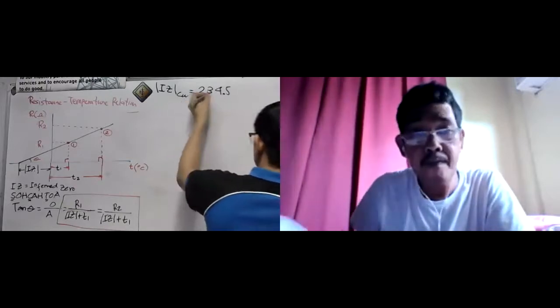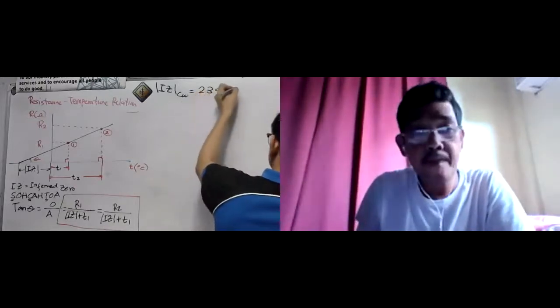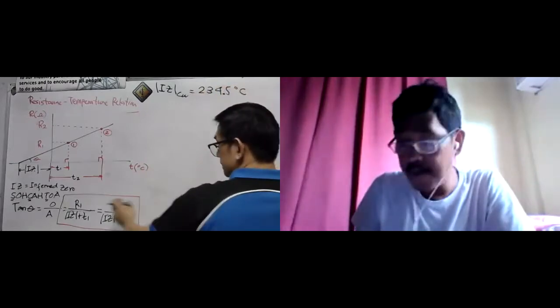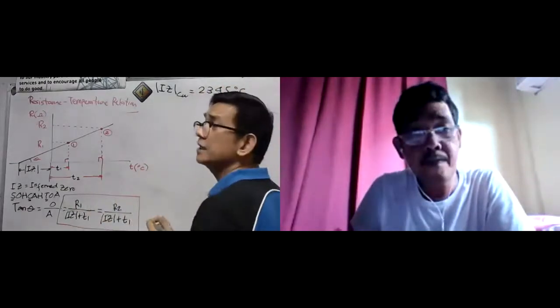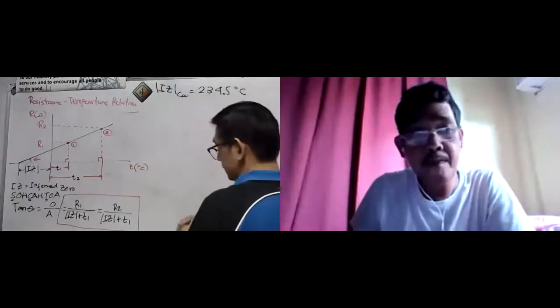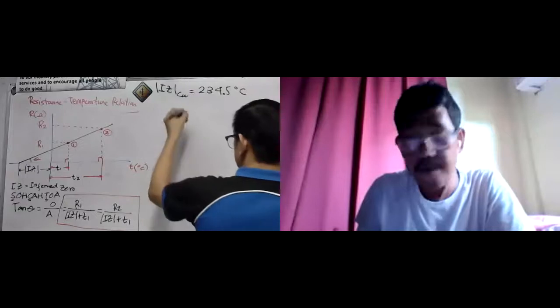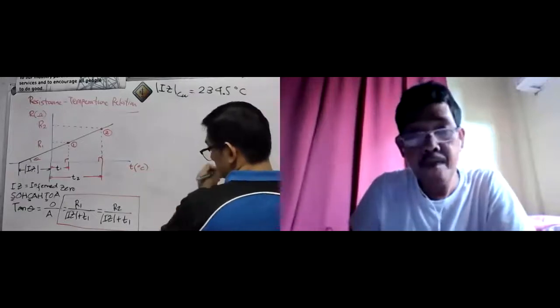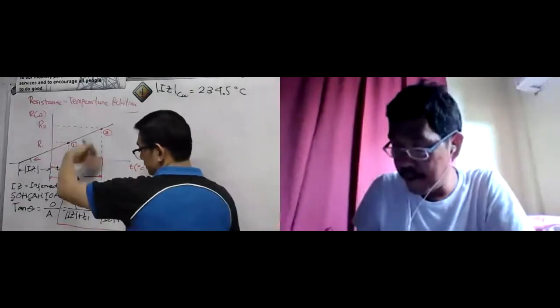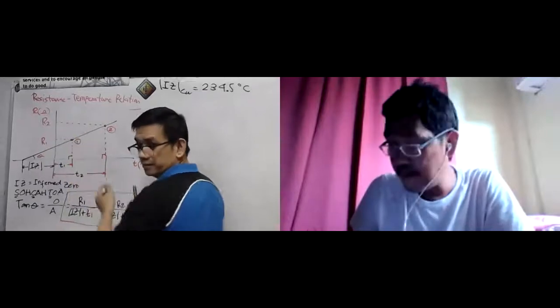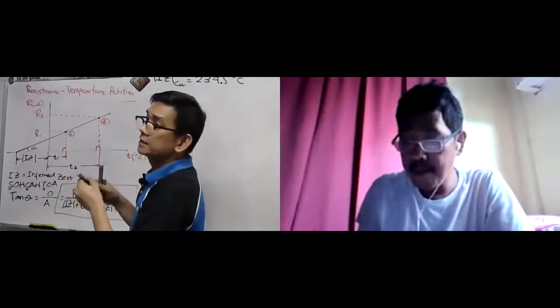Okay, so 234.5, that is degrees Celsius. Let us now substitute. Your given is 68 ohms, meaning that is your initial resistance, R1. So let us go here, in our board.